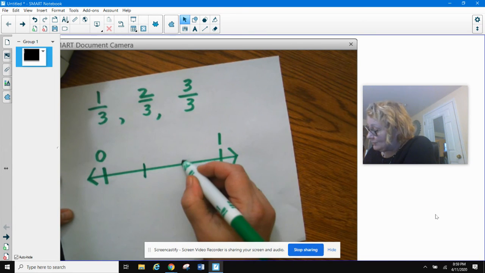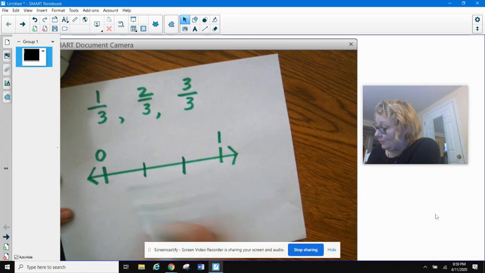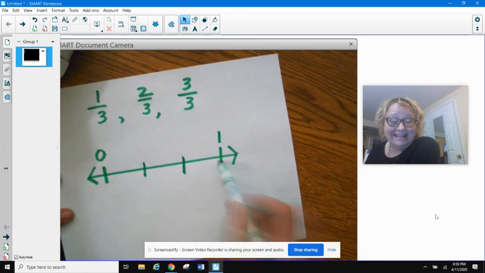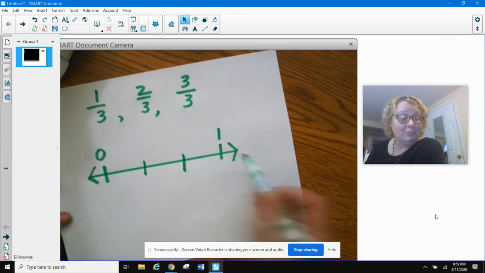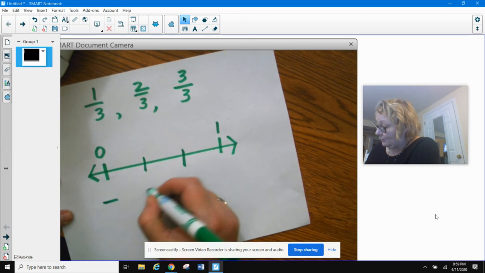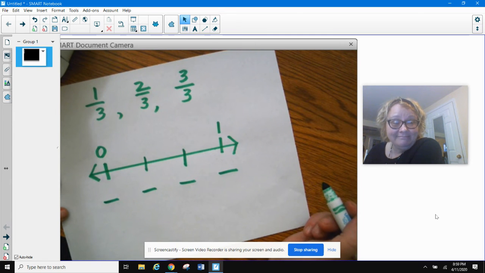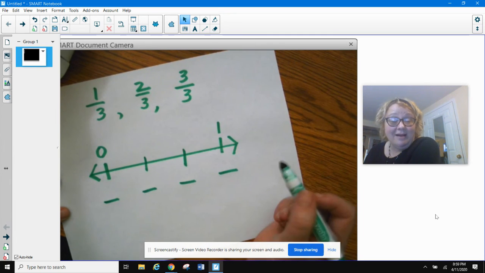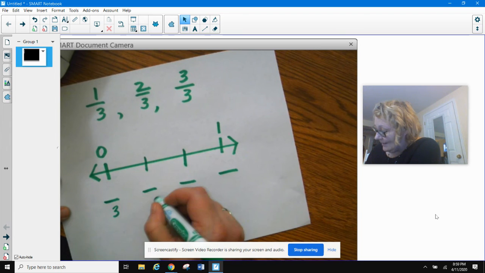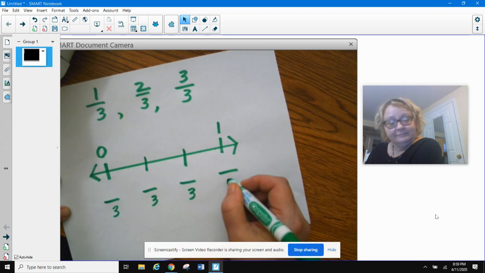And 3 is not an easy number to divide. But what you would want to do is you would want to eyeball it. And you would want to try to create 3 equal parts within the whole number 1. And these are going to represent your fraction. What's my denominator going to be? We know that the denominator is going to be 3 because we cut the whole into 3 equal parts.